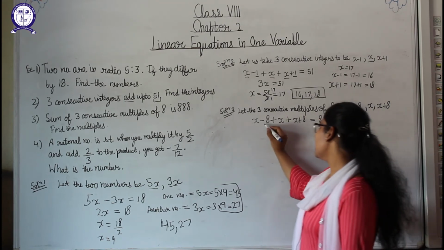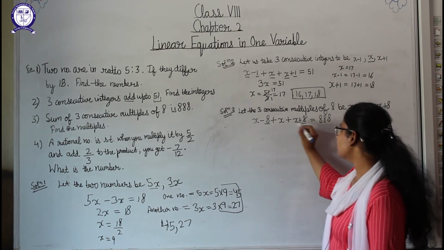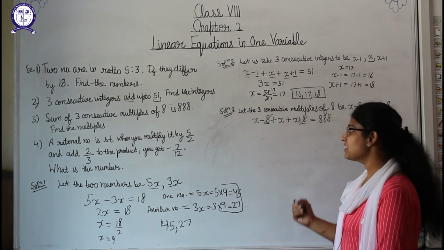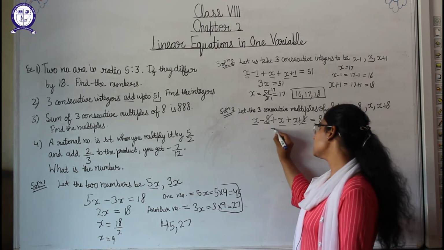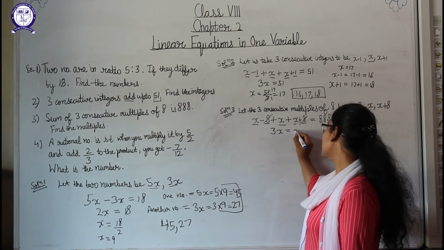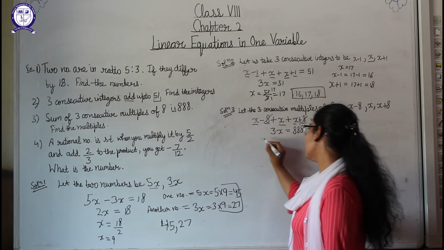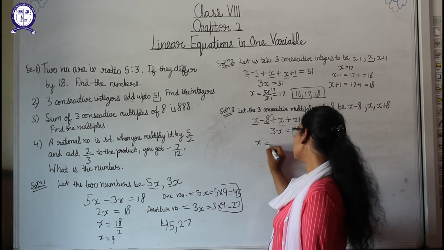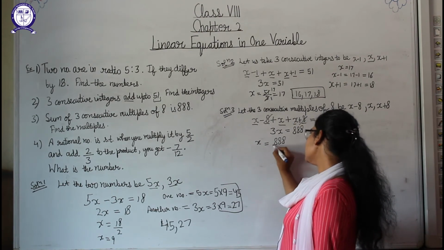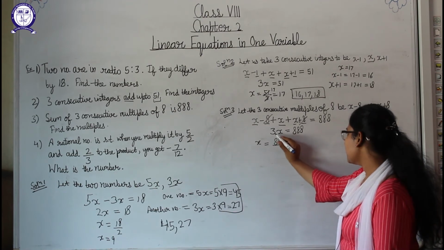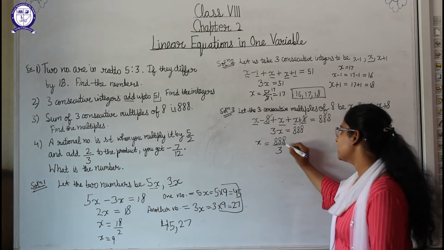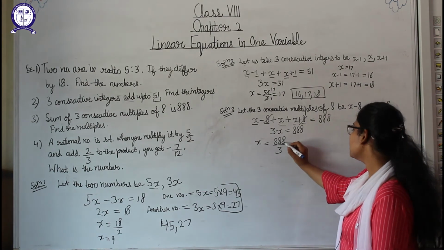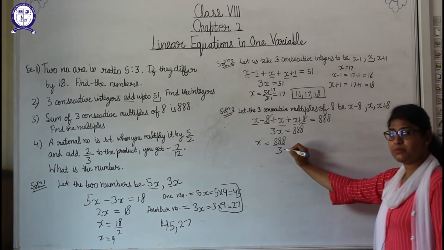Now minus 8 and 8 will be 0. They will cancel out, as they give us 0. Now x plus x will give us 3x. So here 3x is 888. So what will be the value of x, students? Here 3 is multiplying, so on that side it will be dividing, so we will divide 888 by 3. So what will be the answer? Is 888 divisible by 3?